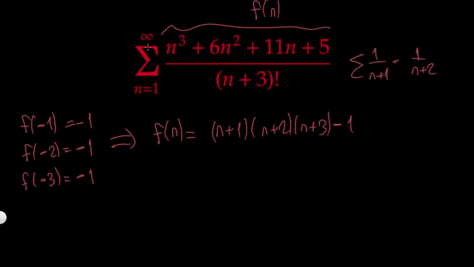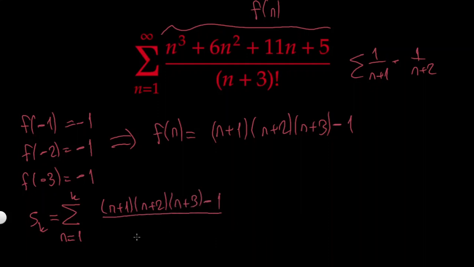So my sum, let's write k terms instead of infinity to be able to work with it. Okay, it's not allowed to play with infinities like that. So I'm writing n from 1 to k. Let's name this thing sk. I found that this thing is just n plus 1, n plus 2, n plus 3 minus 1 over this.